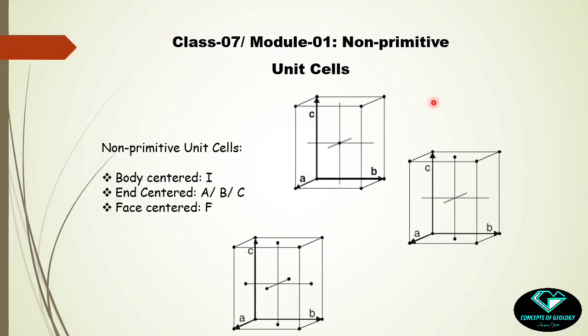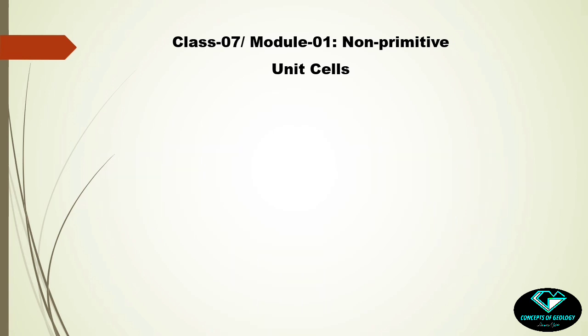So now we have classified the non-primitive unit cells into 3 groups. The first one is the body centered, this one, and this is symbolized as capital I. The second one is the end centered, and they are named as capital A, B or C according to the positions of the extra lattice points. And the last one is the face centered, where the extra lattice points are lying in the center of each and every face. So this was all about the non-primitive unit cells.